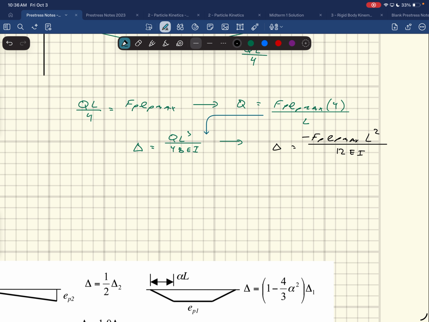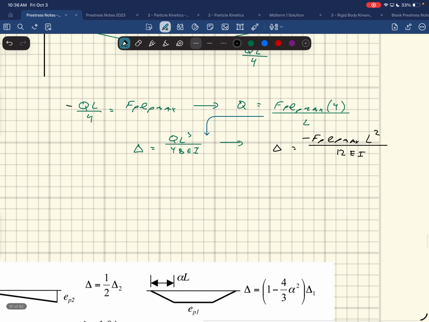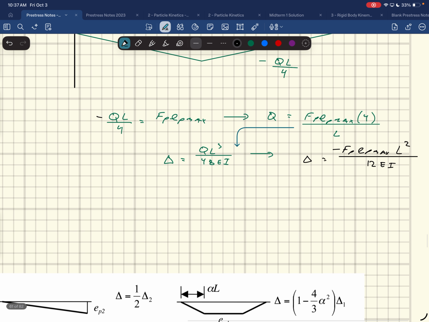I guess this would probably have to have a negative. Actually, what it is, this FP EP should be negative. It's going to give you FP EP, QL over positive 4. In this case, your QL over 4 is going to be negative. Yeah, you wrote it in the moment diagram. There we go.